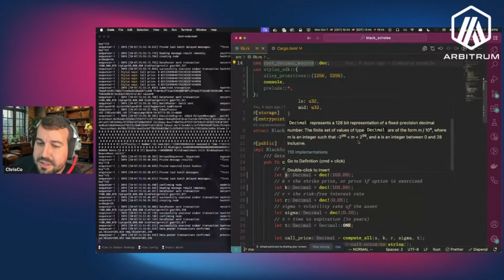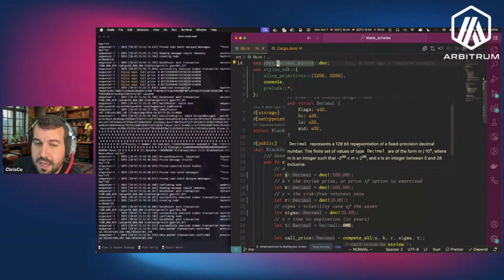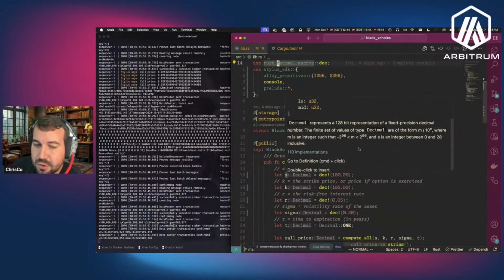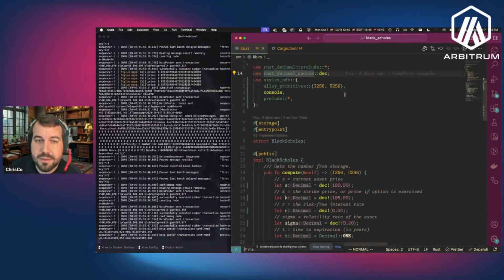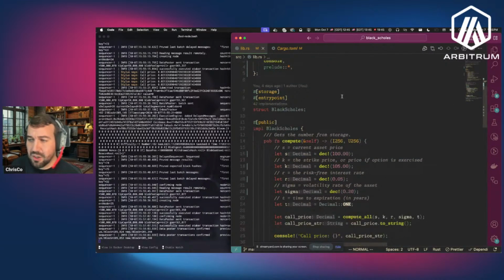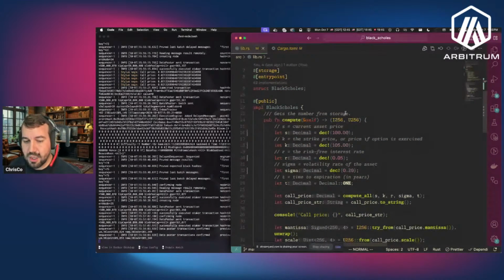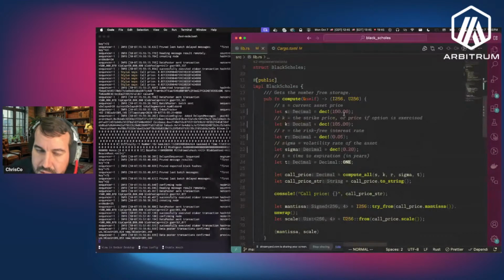So this library tends to work really well for us, and we're going to take advantage of it to do fixed point math equations on chain. It also gives us access to a number of functions that we can use without having to implement those ourselves.